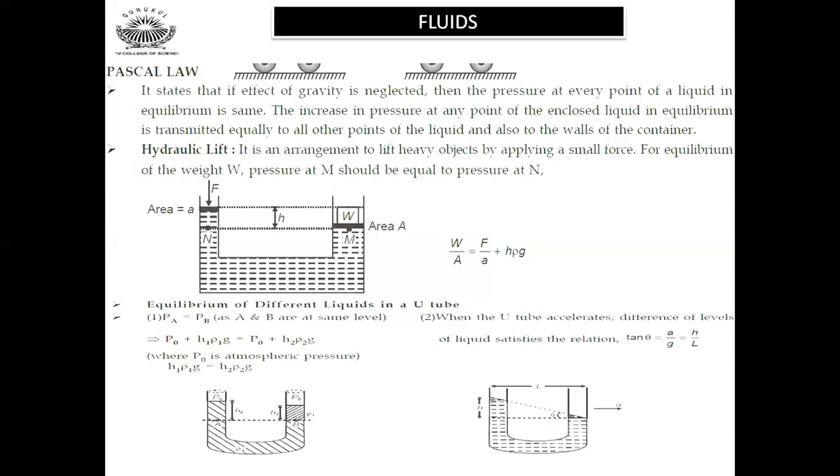The equilibrium of different liquids in a U tube we can calculate. So PA equals PB, that is P naught plus rho 1 g h1 and P naught plus rho 2 g h2. If you calculate it, the pressures will be equal. So then rho 1 h1 g will be equal to rho 2 h2 g. Similarly, here tan theta will be equal to a by g, which is equal to h by l. These types of equations are used largely to solve numericals in fluids.